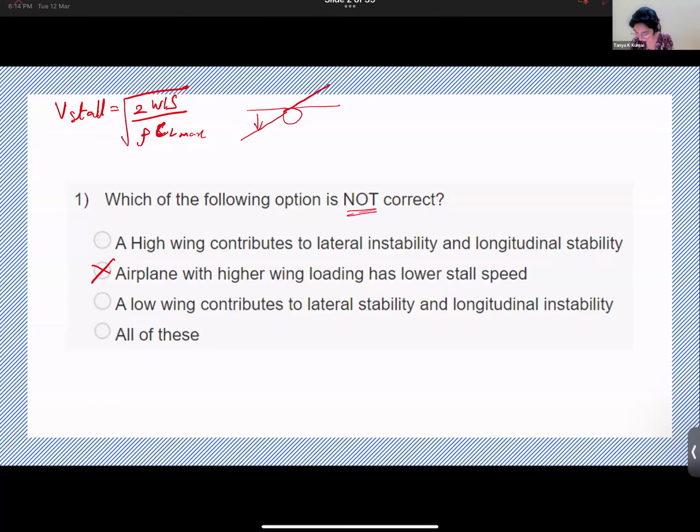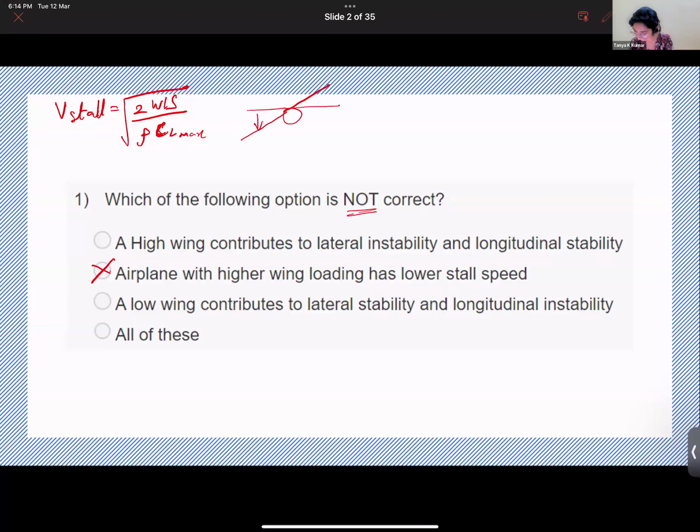Sorry, let me just erase this. Okay, not able to erase it.